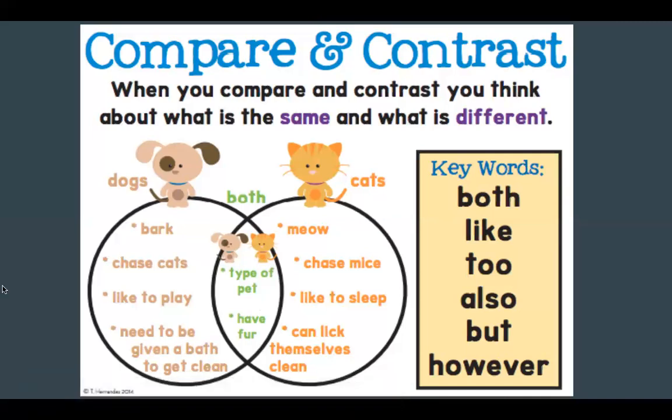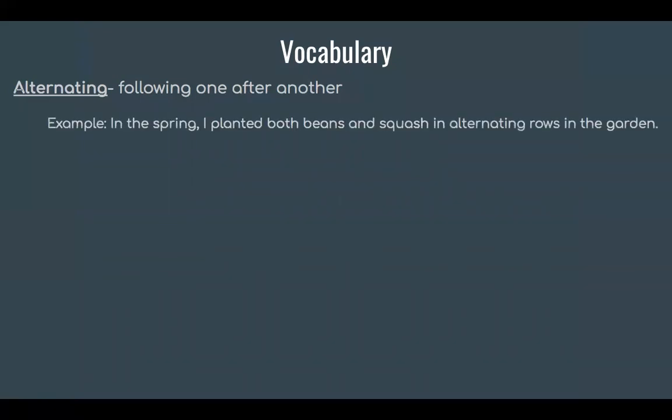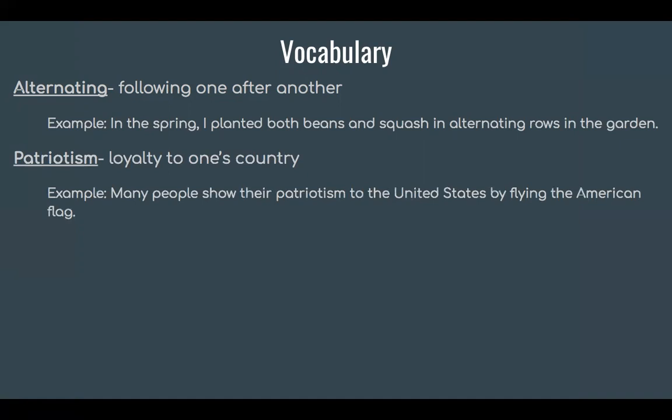So let's get started. Some vocabulary that you will be hearing in our story is alternating. Alternating means following one after another. An example is, in the spring, I planted both beans and squash in alternating rows in the garden. Patriotism, loyalty to one's country. An example, many people show their patriotism to the United States by flying the American flag.